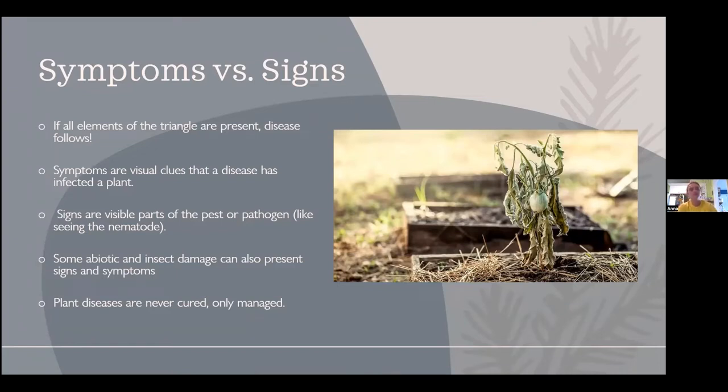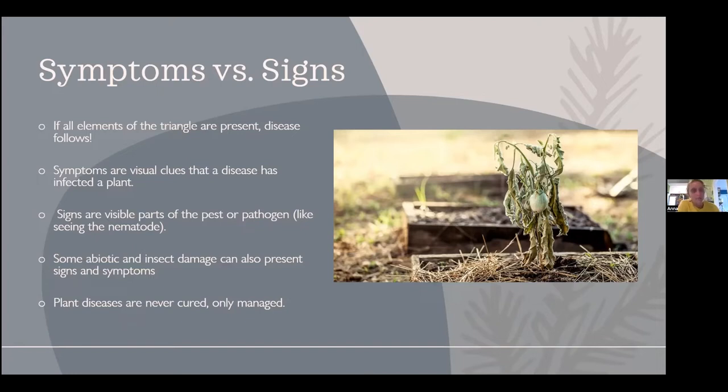So signs versus symptoms. This is something to look for. If all the elements of the disease triangle are present, the disease will follow. Symptoms are visual clues that a disease has infected a plant. So if we're looking at this little sad tomato, what are some of the symptoms? Well, it's wilting. There might be some brown discoloration to the leaves.